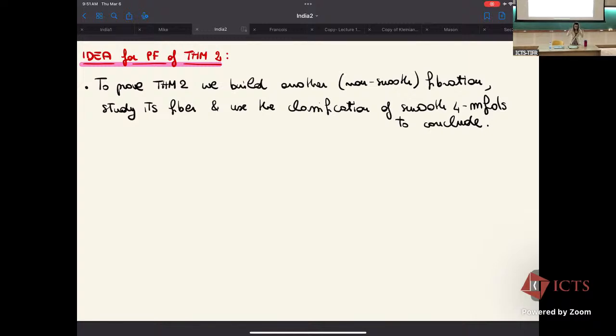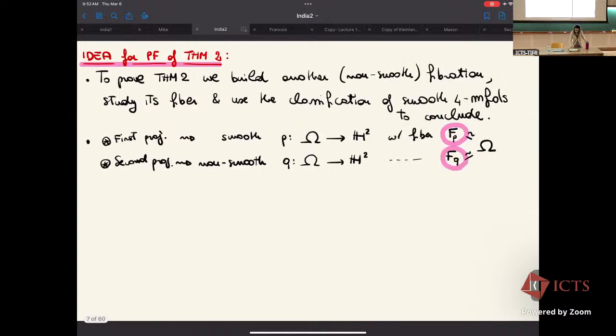Those fibers suggested a way to project the whole Lagrangian space into H3 bar. In that way, we define a non-smooth, but more concretely defined projection where we can study the intersection form. And then since the two fibers from the two fibrations would be homotopy equivalent, we'll conclude.